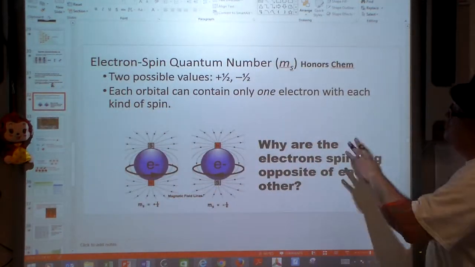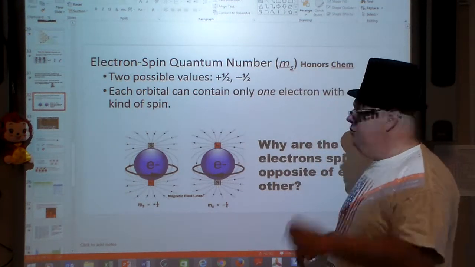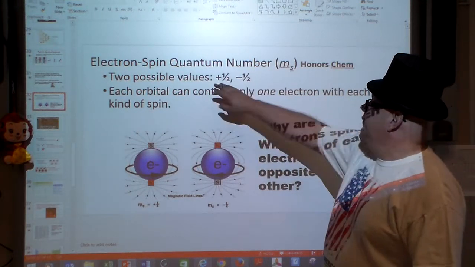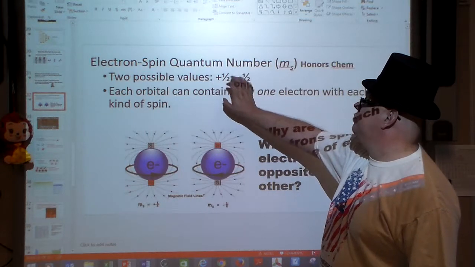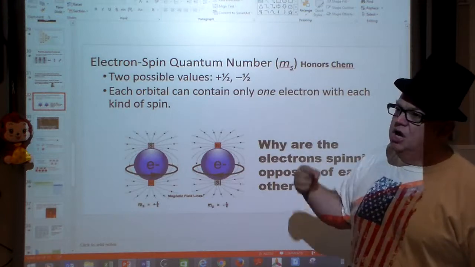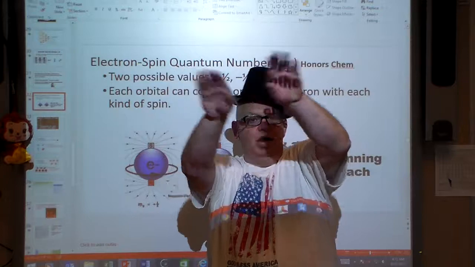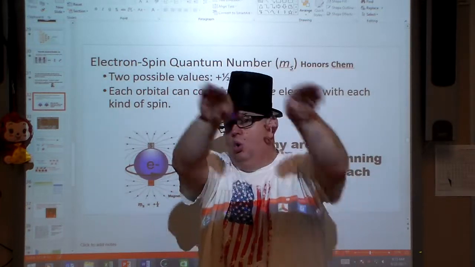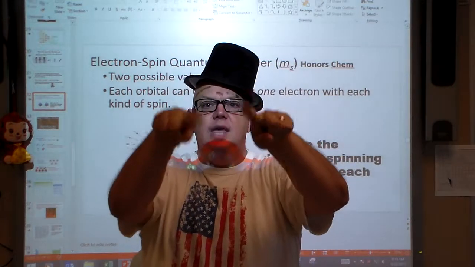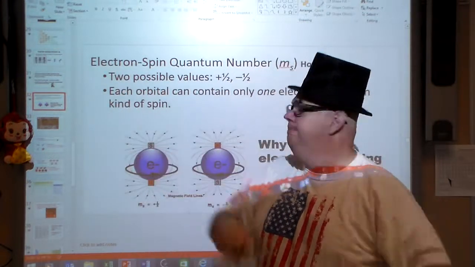Okay, with that, the electron spin quantum number, MS, that is an honors chem idea. However, for Gen Chem, you understand electron spin opposite of each other. For Honors Chem, you got 2 possible values, +1/2 and -1/2. Each orbital can contain only 1 electron with each kind of spin. It doesn't work. It's like this. Okay? You cannot do this. This is no. This is unstable. Okay? This is the opposite spin. Okay? That's the only way that it's going to work.